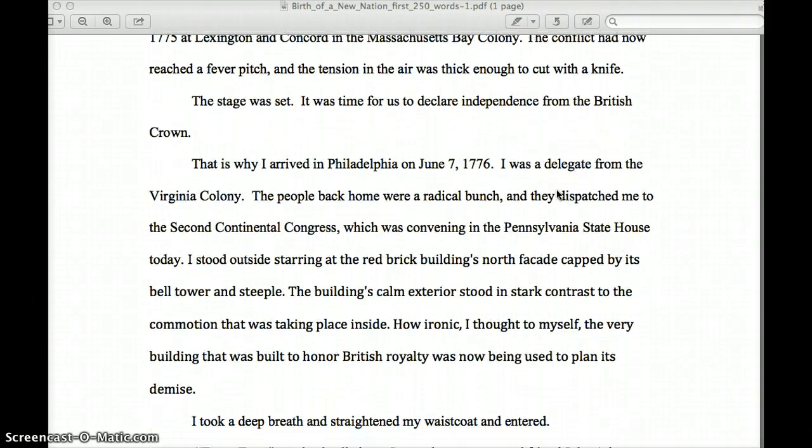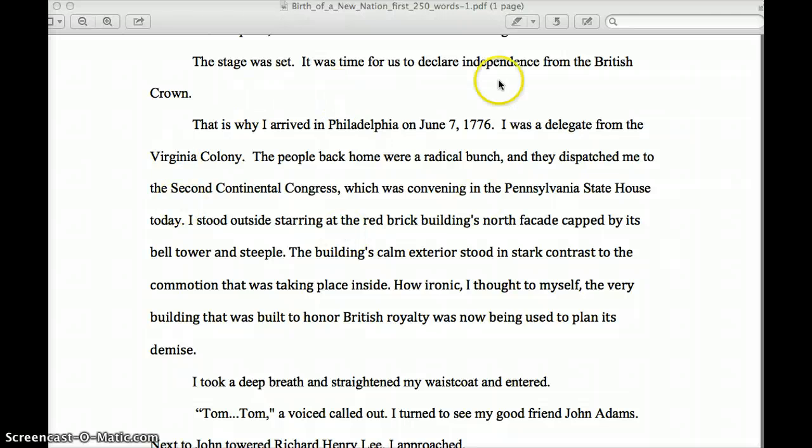If we continue down, at this point I start talking about the main character. Now notice that this story is told in the first person point of view, so the word I is used. So shortly I'm going to have to tell the reader who I is. You can't keep that a secret. You have to reveal that in the beginning of your story. So that's why I arrived in Philadelphia on June 7, 1776.